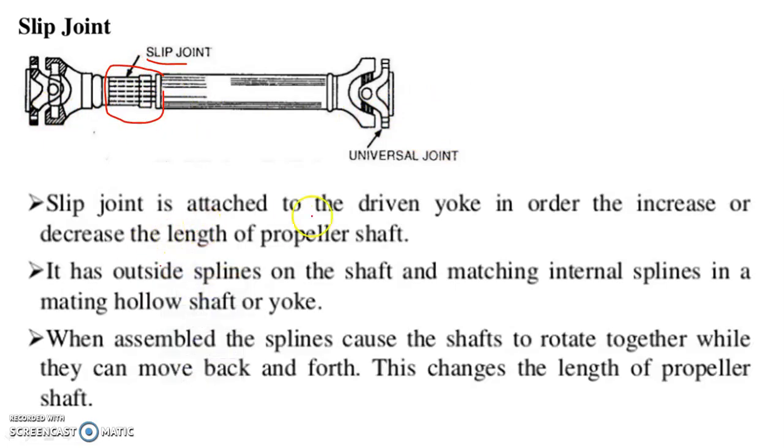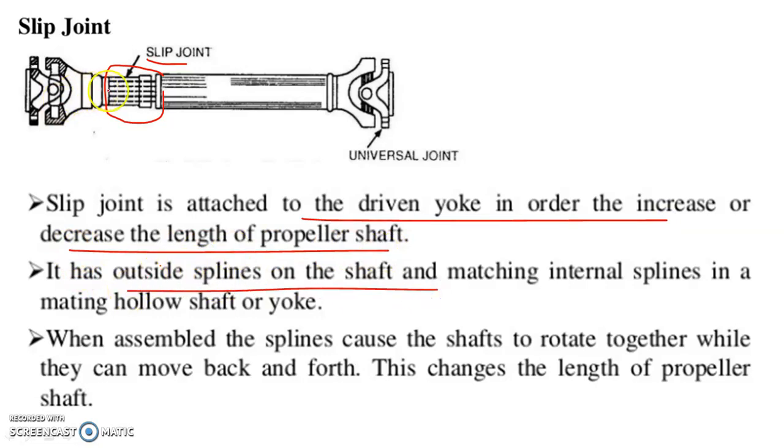What is a slip joint? This is a sketch of the slip joint. You will see this is a slip joint. This is a propeller shaft, a universal joint at this end, and this is a slip joint. What is this? The slip joint is attached to the driven yoke in order to increase or decrease the length of the propeller shaft. The function of the slip joint is different. It has outside splines on the shaft. So these are the splines. Splines are attached and match internal splines in the mating hollow shaft to the yoke.